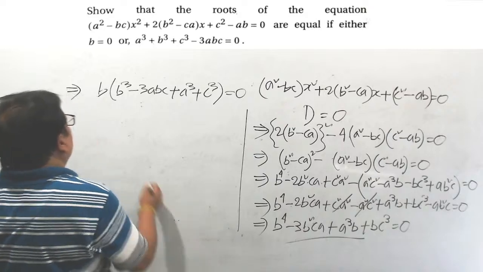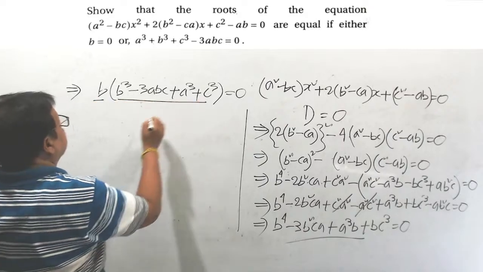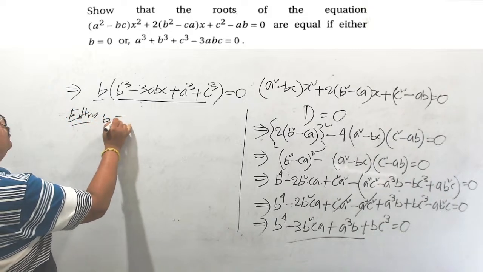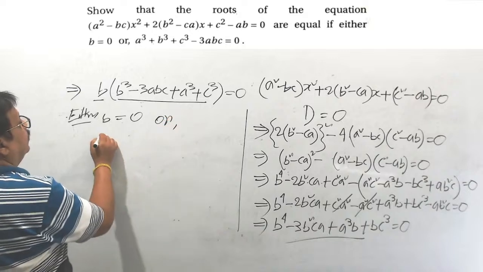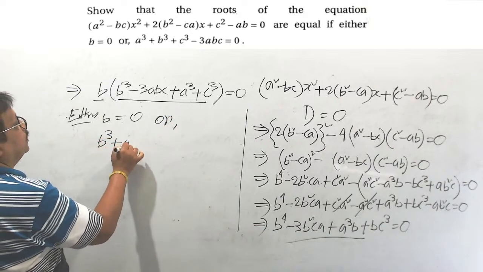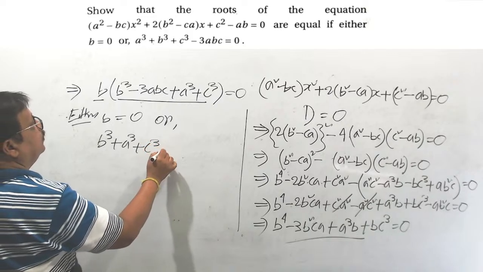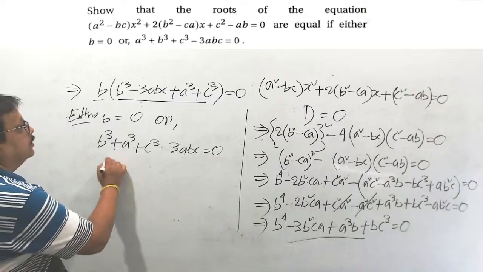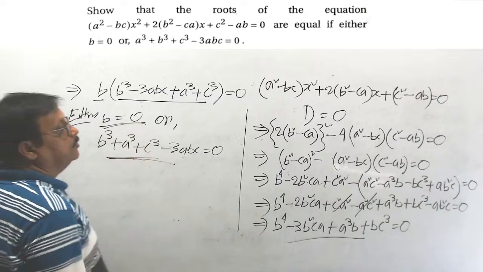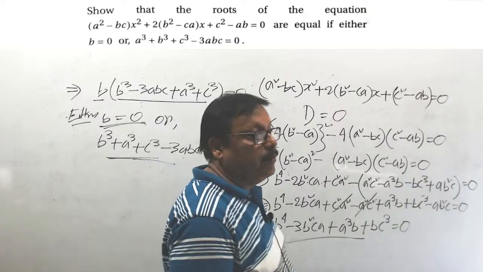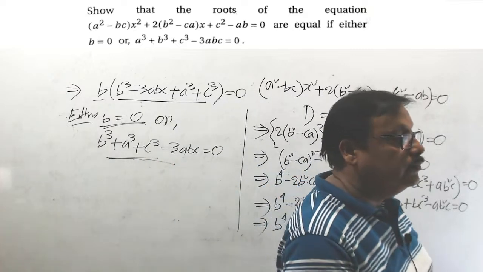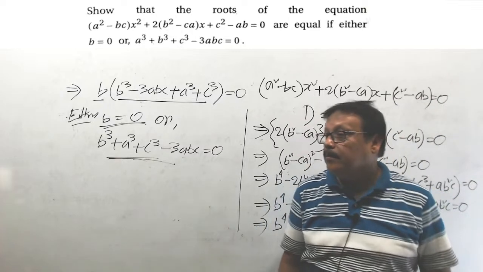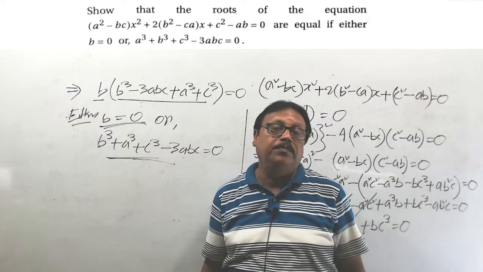Understood? So either b is equal to 0 or this is equal to 0. Either b equals to 0 or b cube plus a cube plus c cube minus 3abc equals to 0. Yes. As proved. This is the problem. Understood? You have to do all this carefully, step by step.